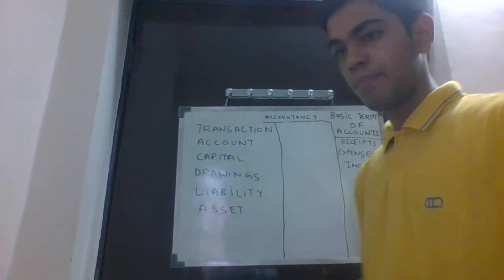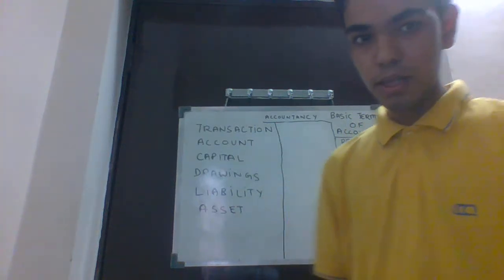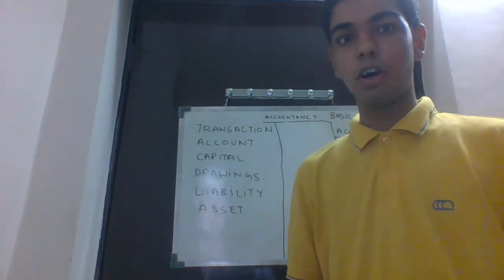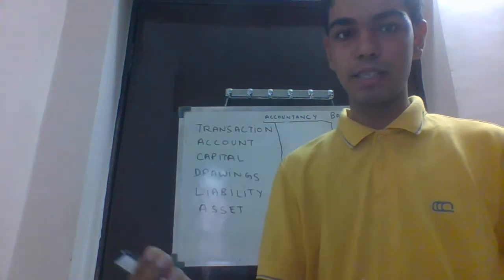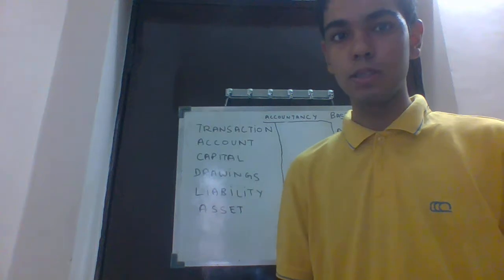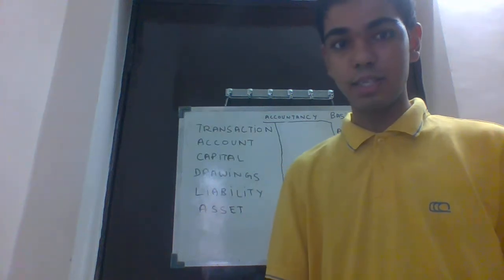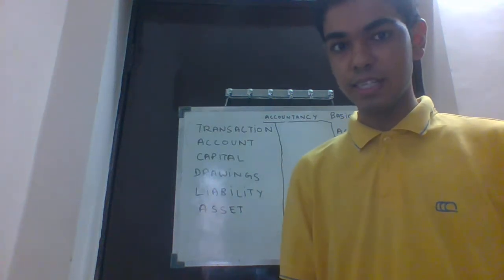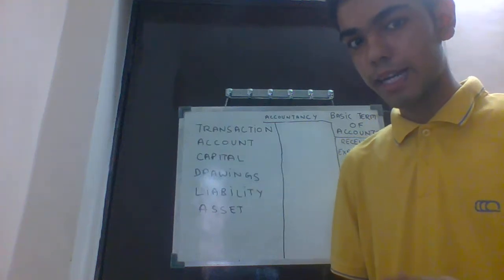Now capital. What is capital? Capital is the amount of money invested in the business. Not only money, but amount of asset invested in the business. Amount of money involves cash, assets, stock, raw materials invested in the business. That money is called capital.